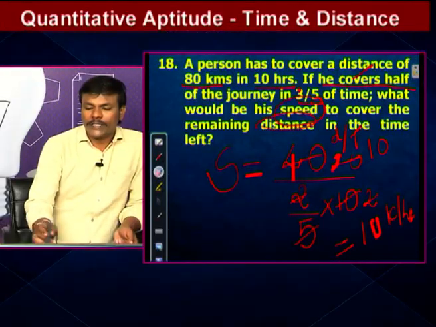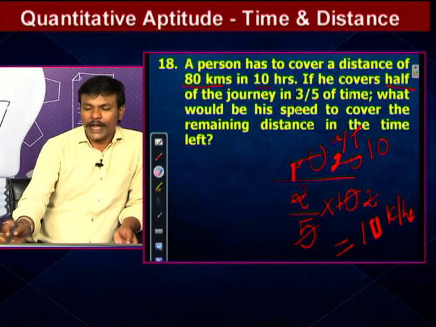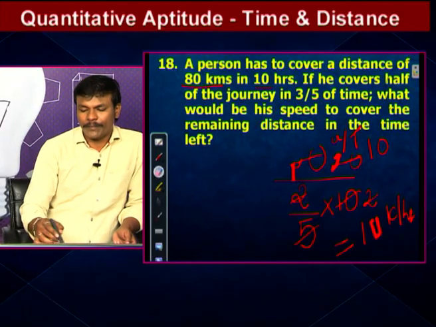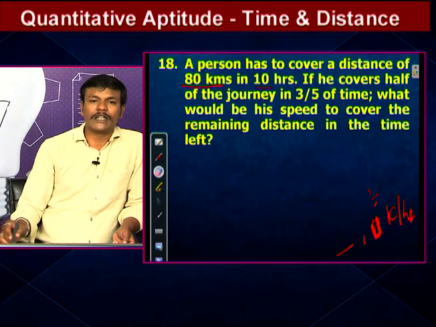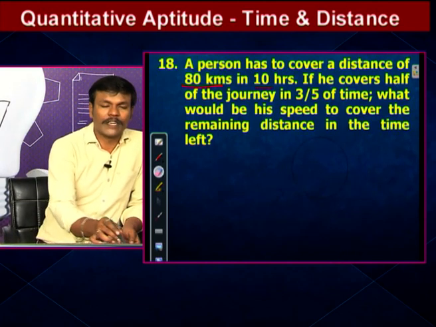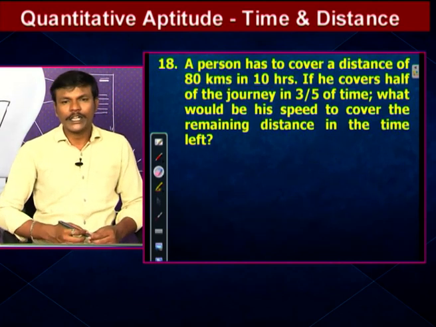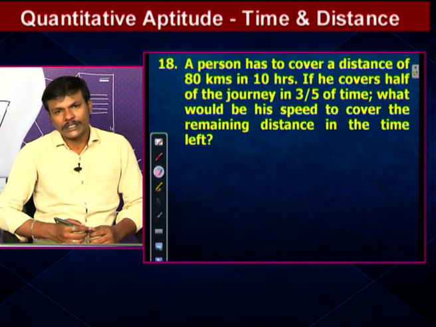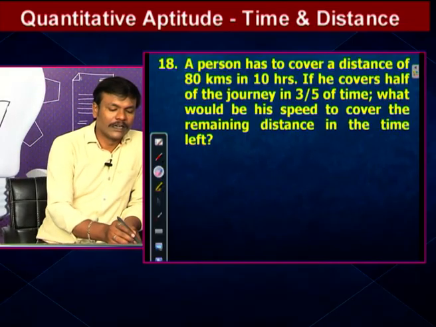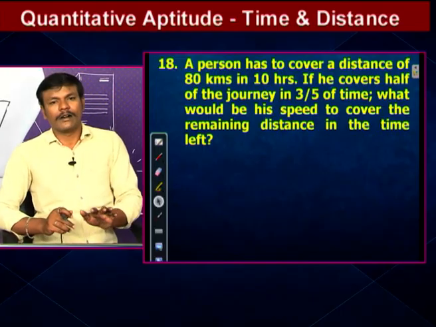So, in 3 by 5 of the time he has to complete half of the journey. The remaining half of the journey is in 2 by 5 of the time. Half of the journey is 40, 2 by 5 of the time is 4 hours. So, 40 by 4, that is 10 km per hour.